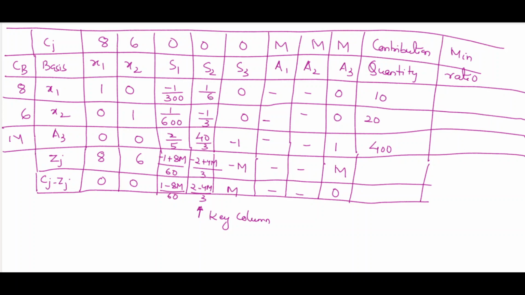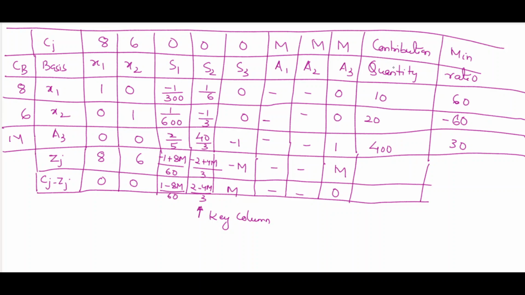Now we will divide the contribution quantity by the key column. 10 divided by 1 by 6, so it will be 60. Here you see 20 divided by minus 1 by 3. Negative is not acceptable, a ratio can never be negative. Then again you do this: 400 divided by 40 by 3, you will get 30.